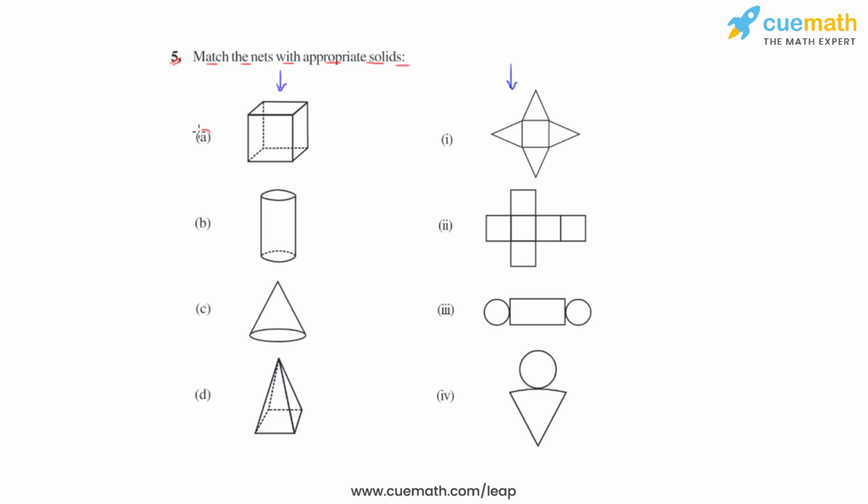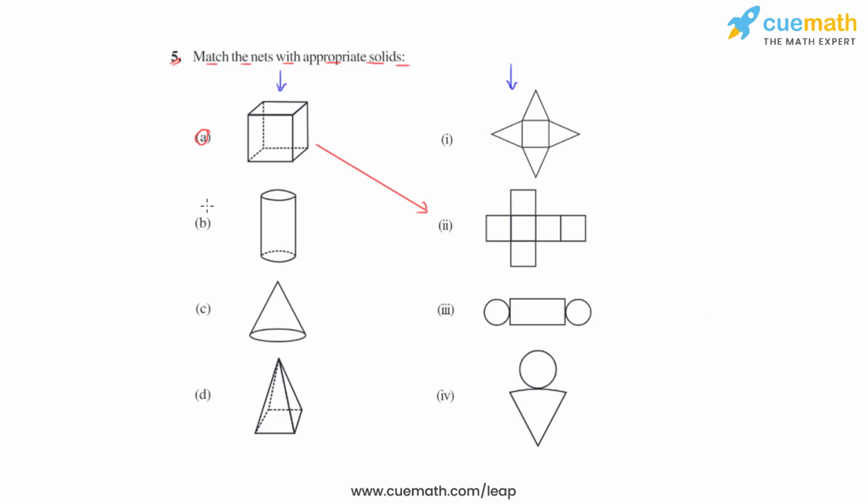So if we consider the first one, which we see is a cube which consists of 6 square faces. Based on this observation, on the right hand side, we see that the second net consists of 6 square faces. So this net can be used to form the cube. So hence we can say for the cube the second net would be the appropriate net.